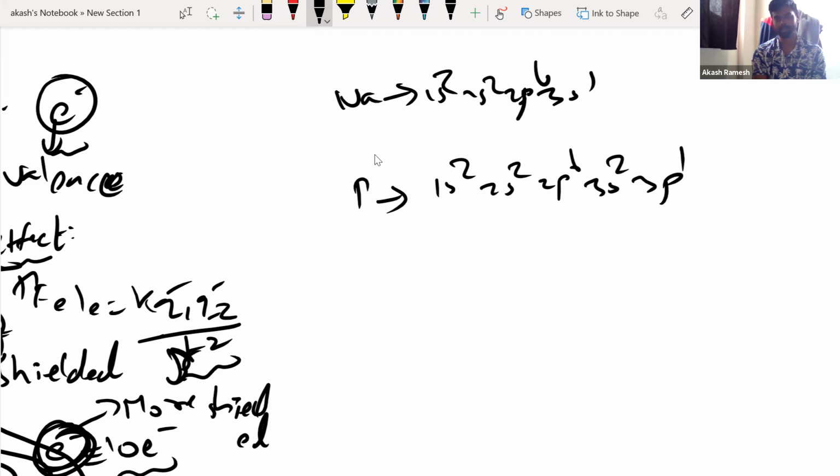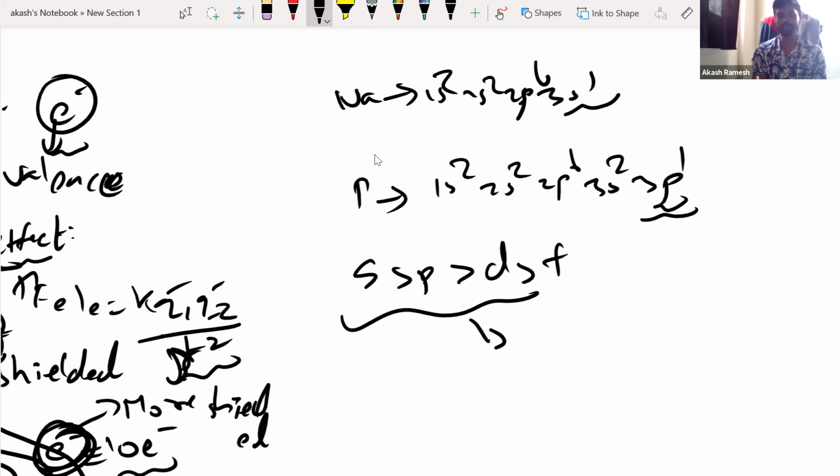Here there are 2p6. This is in the p orbital. Anyway, assume that the number of inner electrons is the same. Here I have one valence electron, here I have one valence electron, but obviously the number of shielding electrons is a little different here. 2 electrons are higher here. But just assume the number of inner electrons is the same. If you get such a case, remember s, p, d, f. Now look at this: this is the shielding power.